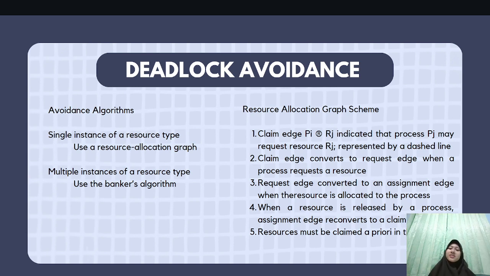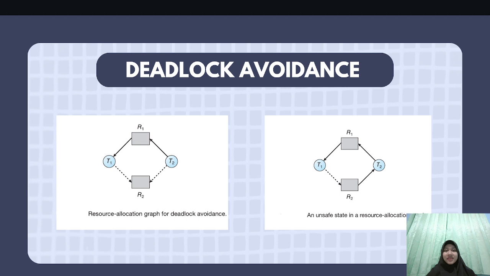Second one, the claim edge converts to a request edge when a process requests a resource. Third one, the request edge is converted to an assignment edge when the resource is allocated to the process. Fourth one, when a resource is released by a process, the assignment edge converts to a claim edge. The fifth one, resources must be claimed a priori in the system.